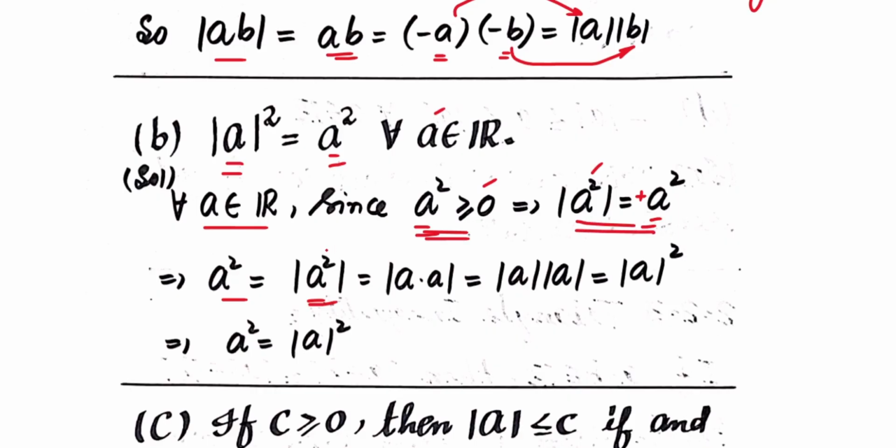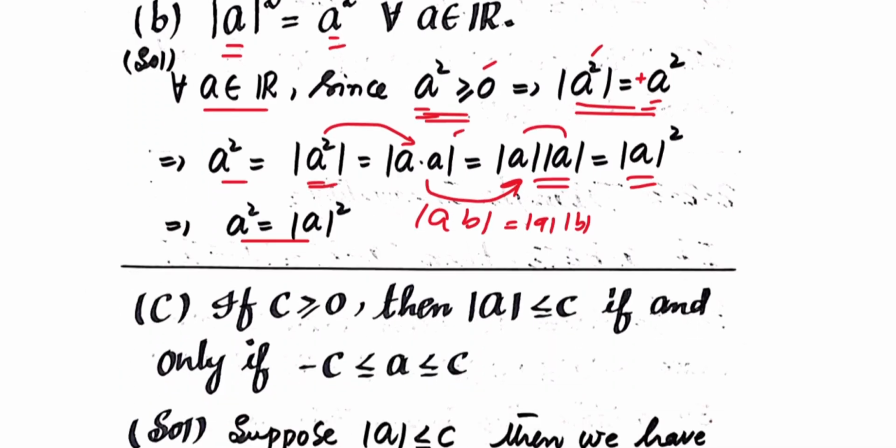Further, I can split A square as A into A. Now for this step, we can use the above property: absolute of AB is equal to absolute A into absolute B. So by separating this absolute into a product of two absolutes, this can be written as square of absolute A, which is required.